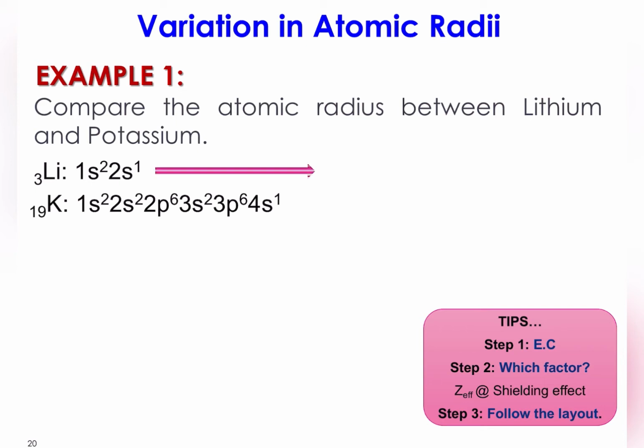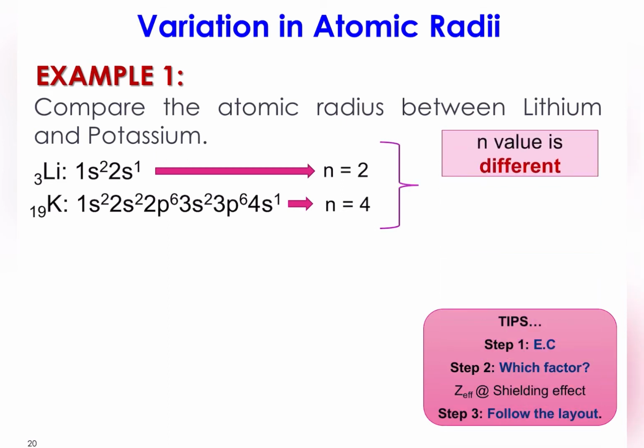So as you see here, for lithium, my N value is going to be N equals 2. And the N value for potassium is going to be N equals 4. So from here, you can see that the N value is different for both elements. That's why when the N value is different, we will look at the shielding effect factor.